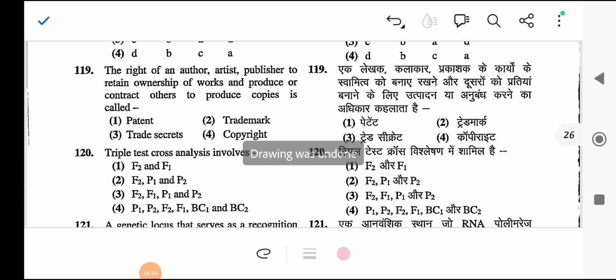Next, the right of an author, artist, or publisher to retain ownership of works and produce or contract others to produce copies is called copyright. It is the right of the author, so others cannot copy it if he has published that work. Next, the triple cross analysis involves F1, F2, P1 and P2.